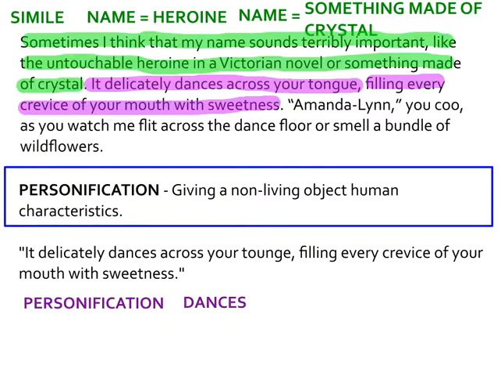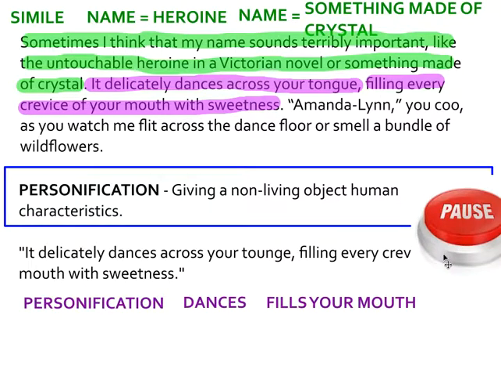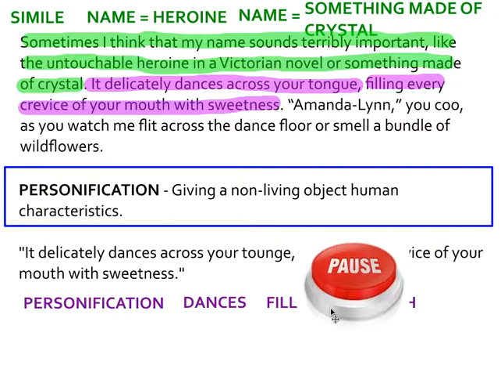I also say it fills every crevice of your mouth. When I say it fills your mouth, a name can't fill your mouth, right? That is giving it a human characteristic. So it's personification. Pause the video now and go write the definition for personification in your composition notebook in the grammar and craft section.